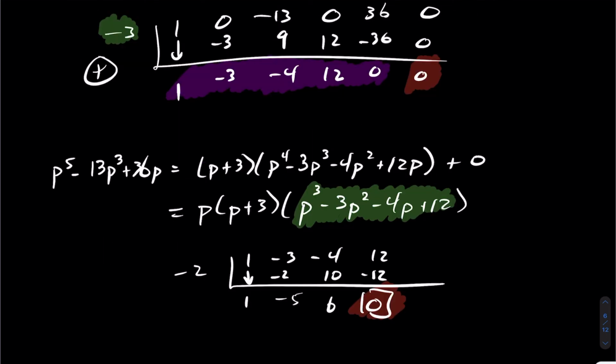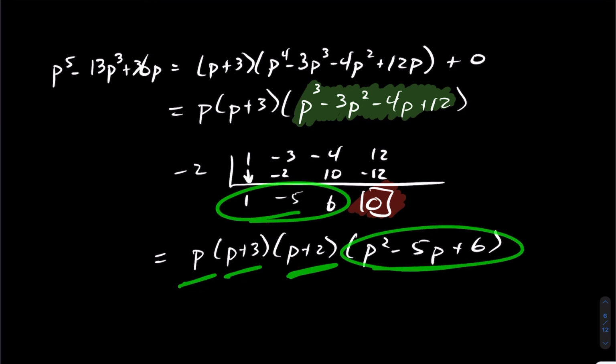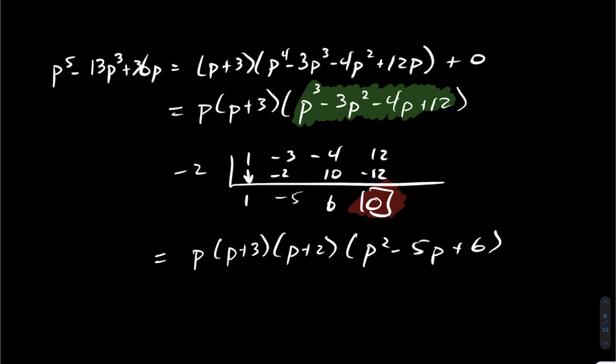Doing synthetic division on the cubic polynomial, I tried -2, and using synthetic division, I got a remainder of 0. So therefore, p plus 2 is also a factor. Let's take a look at what we're left with. Continuing on here, now we know that p is a factor, p plus 3 is a factor, p plus 2 is a factor, and this is our quotient left over from before. Right away, you can see here we're left with a simple trinomial.